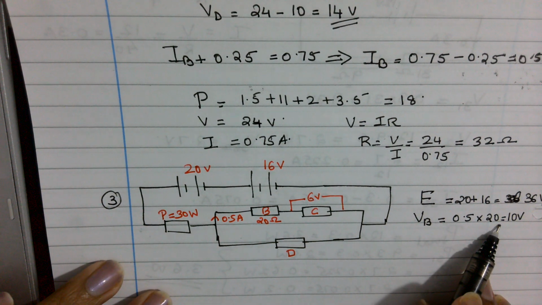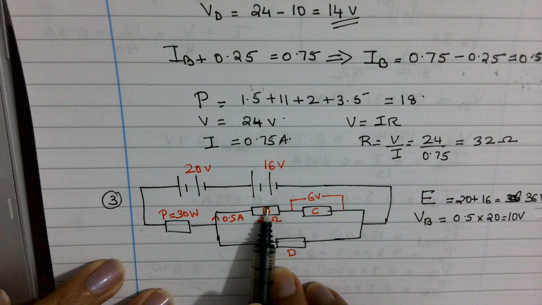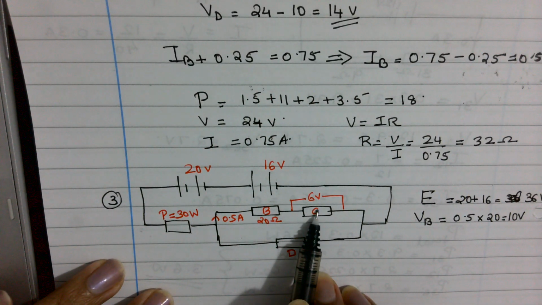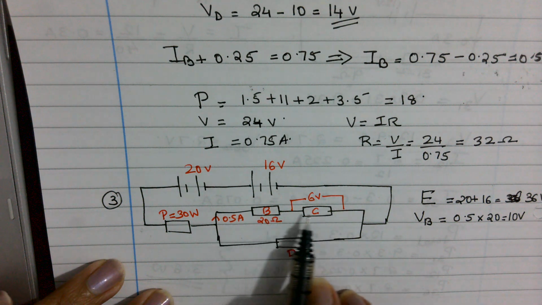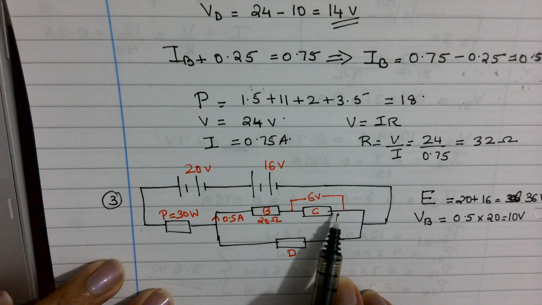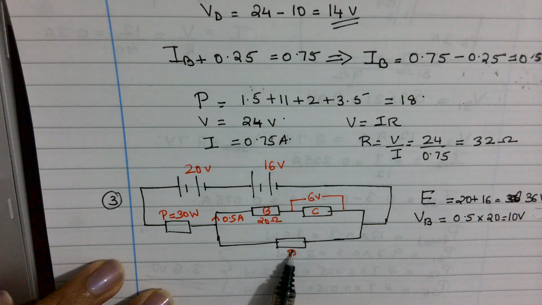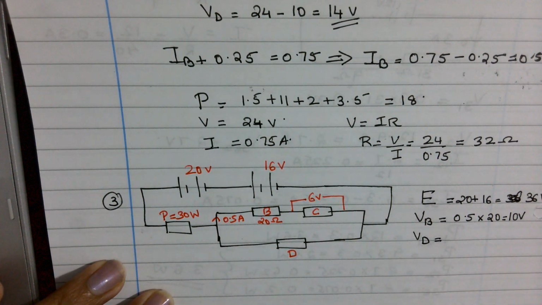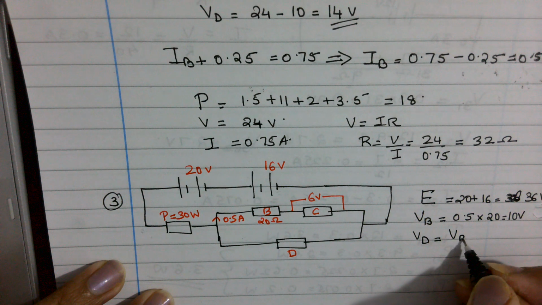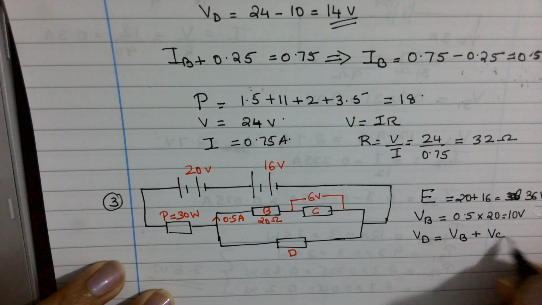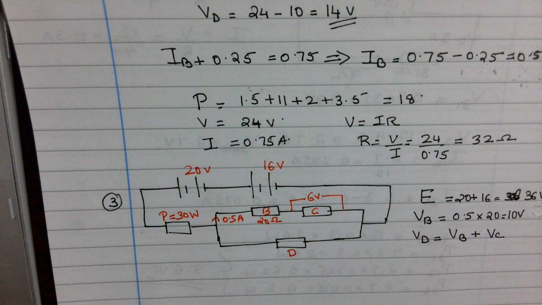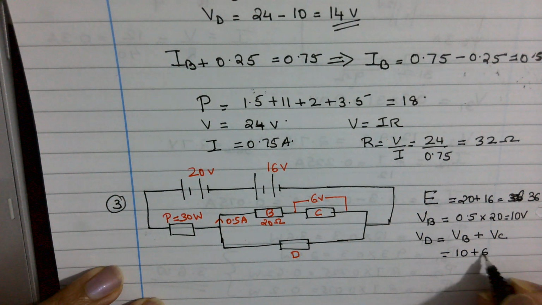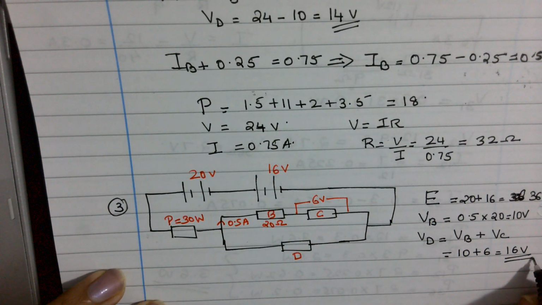If that is the voltage across B, this branch both should add up. So that is 10 volt, this is 6, so across this branch it should add up to 16 volt, right? Which is then parallel to D. So the PD across D is the sum of the PD across B and C, because B and C together are parallel to D. So VD becomes 10 plus 6, which is 16 volt.